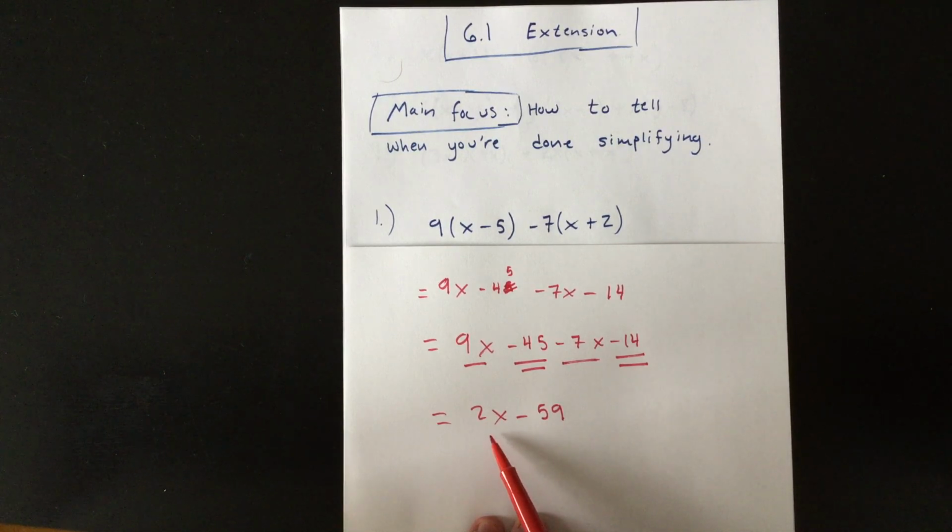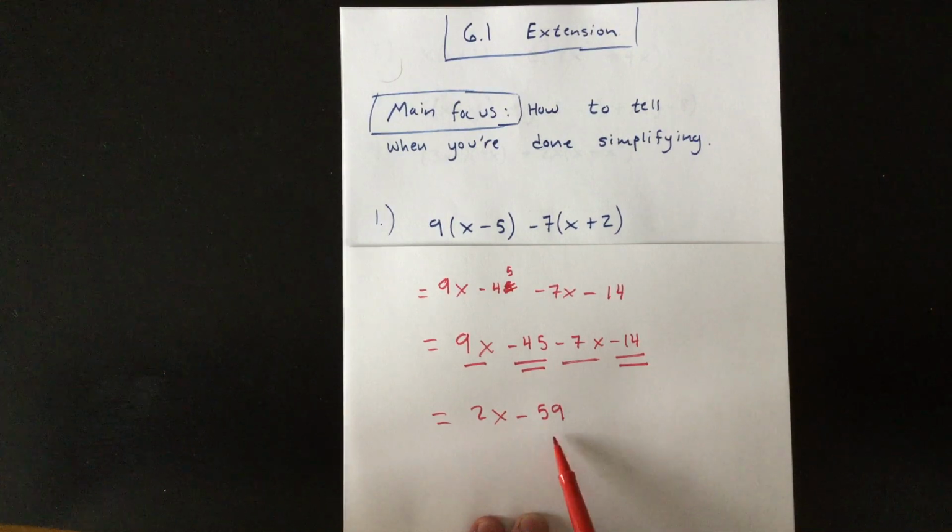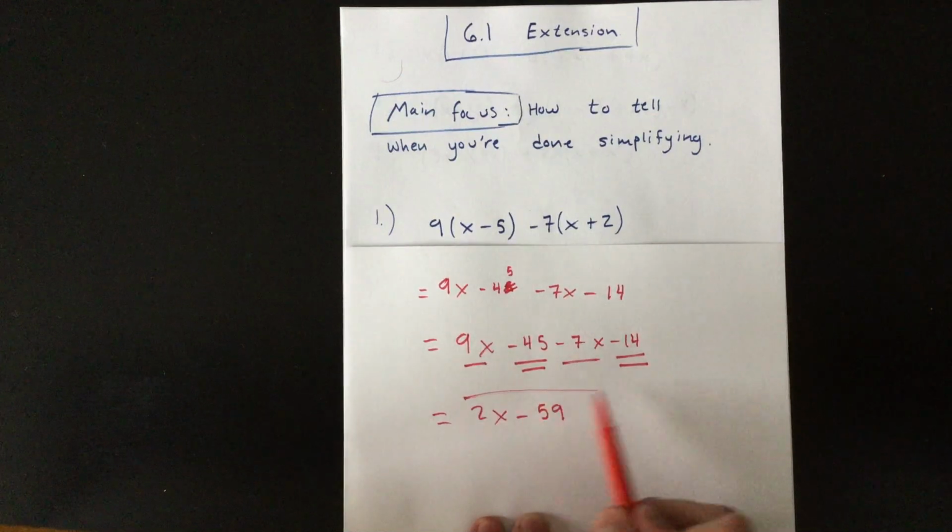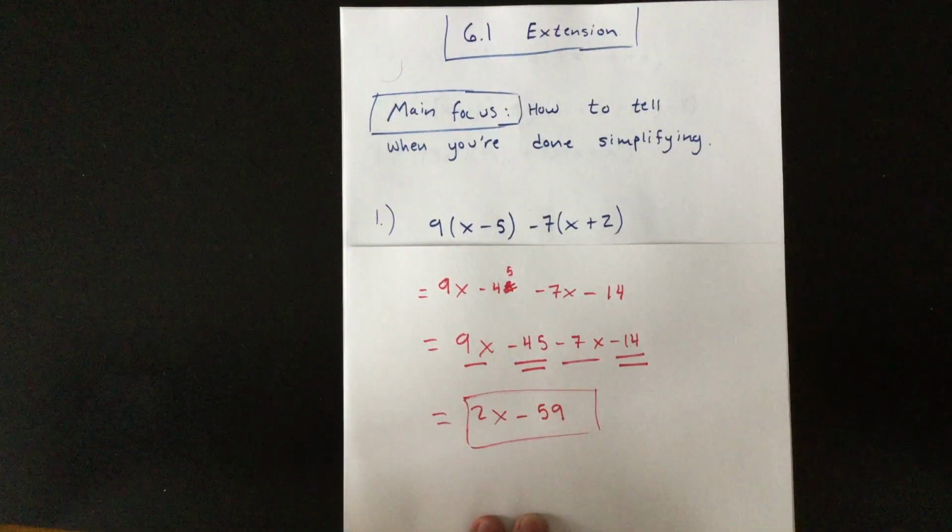These are unlike, again, because they do not have matching variables. This one has an x. This one doesn't have anything. So that's our answer.